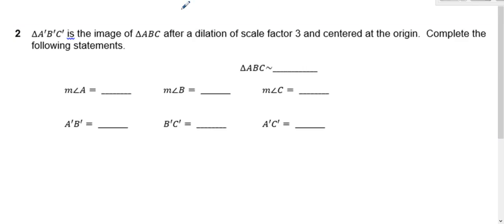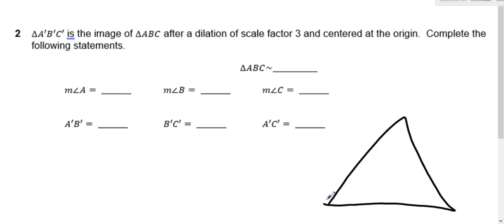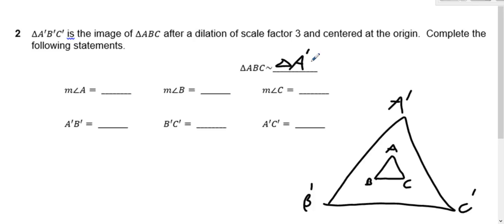So if A prime, B prime, C prime is the image after a dilation of scale factor 3, that means that A prime, B prime, C prime is 3 times larger than ABC was. But dilations do keep them similar. So that's our first statement.